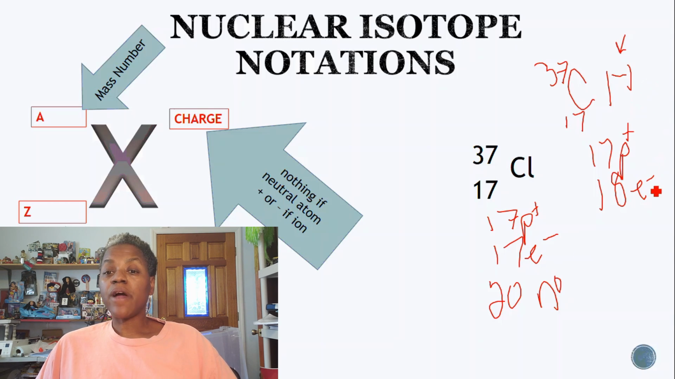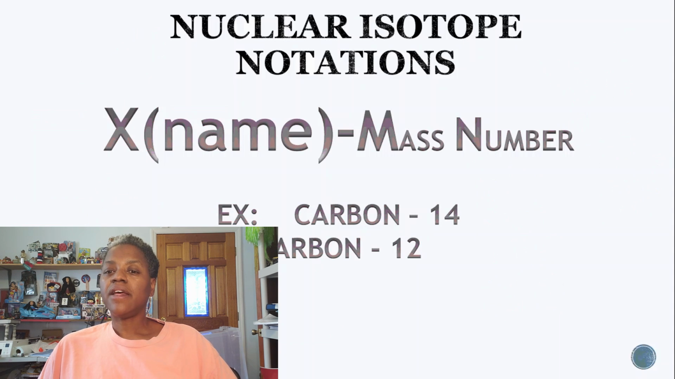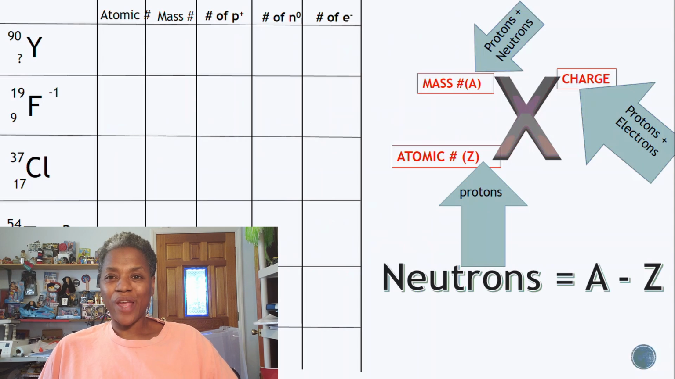And again, the other way to do a nuclear isotope notation is to take the name of the element dash mass number. So for example, carbon 14 or carbon 12. So here's how this works. Let's do some problems so you'll know how to do this when you look at your homework or your classwork.